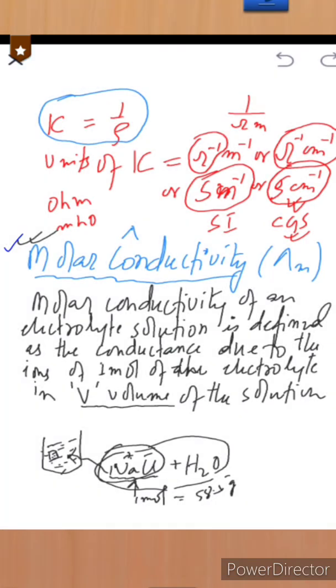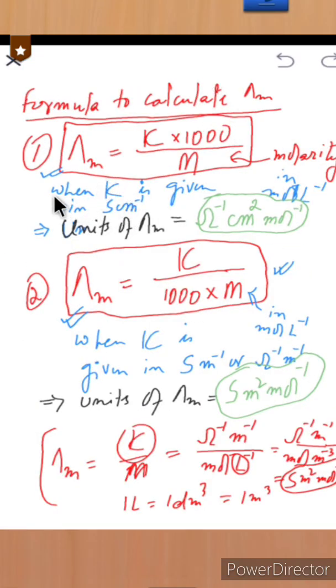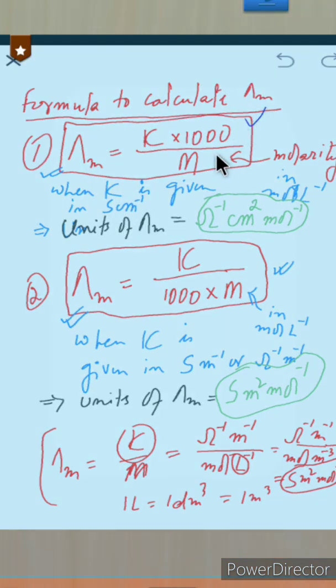Next, let me go to the next slide. In this slide I am giving the formula to calculate molar conductivity. Two formulas are here. One is conductivity into 1000 divided by molarity, where m is molarity. This formula will be used when conductivity is given in Siemens per centimeter, that is, when conductivity is given in CGS unit. Molarity will be in mole per liter.